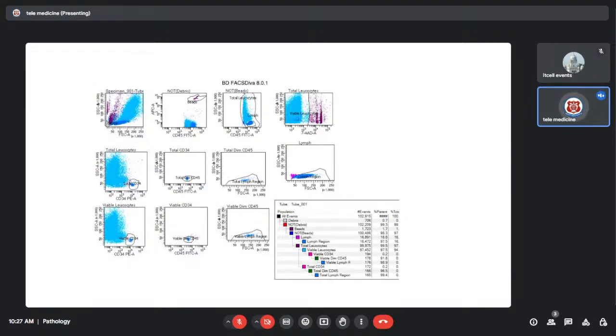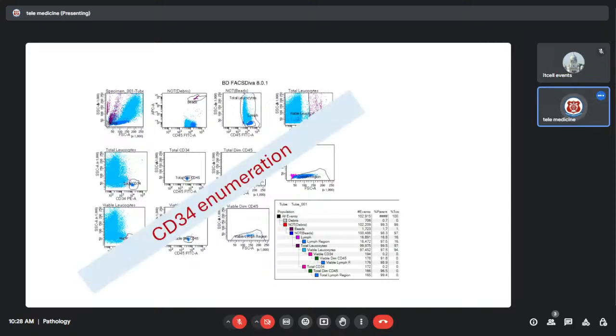This is your CD34 analysis, which we do for transplant. You need this number first. How many bags should be collected for transplant will depend on this number. So this is for enumeration, that is a quantitative analysis. I need a number, a certain number on the basis of which I decide about the bags.